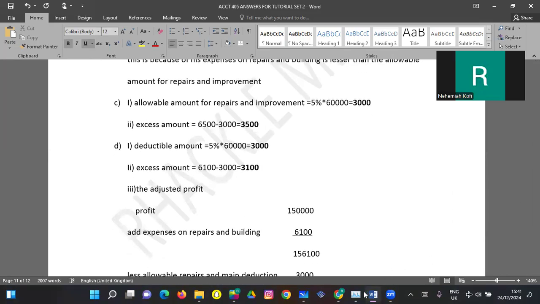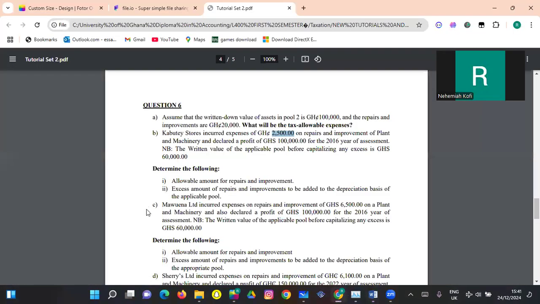All right, so let's look at C. C is saying that Morena Limited incurred expenses on repairs and improvements of 6,500 on plants and machinery. Also declared a profit of 100,000 for the year of assessment. Note that the written down value of the applicable pool before capitalizing any excess is 60,000.